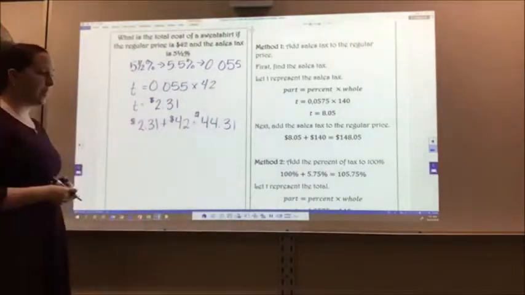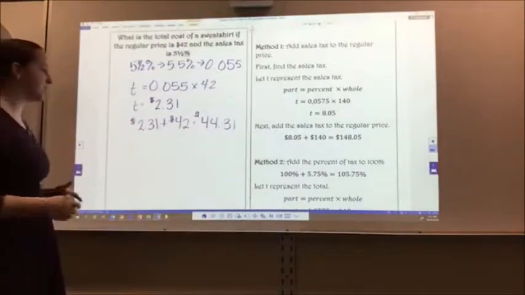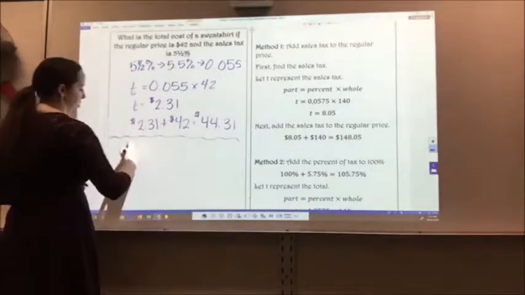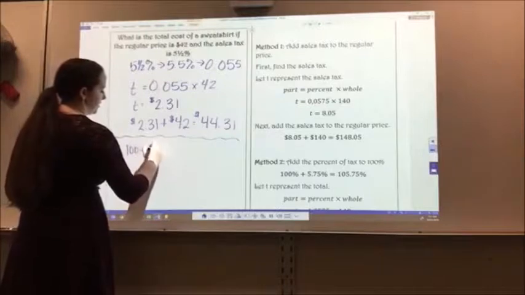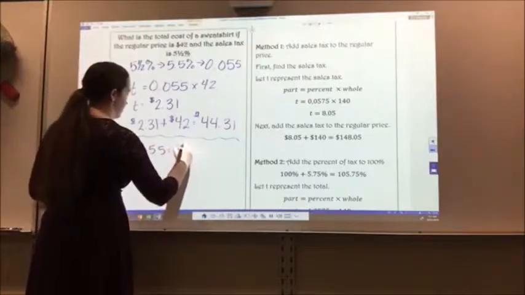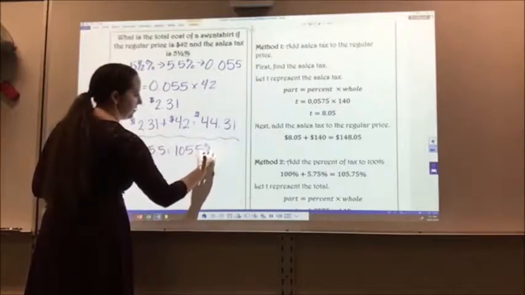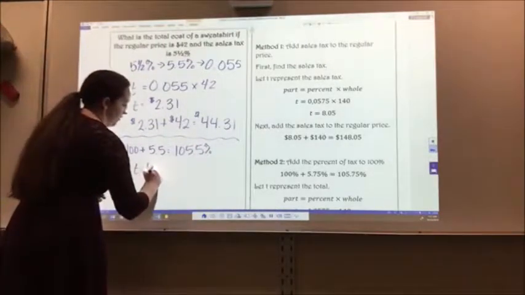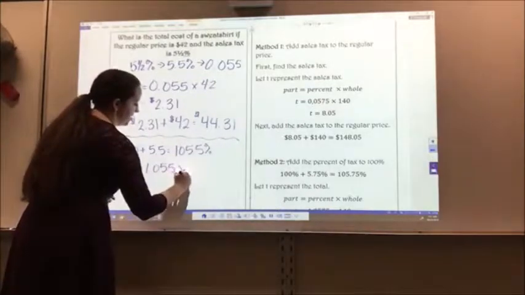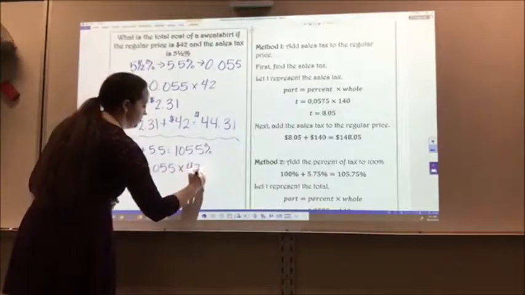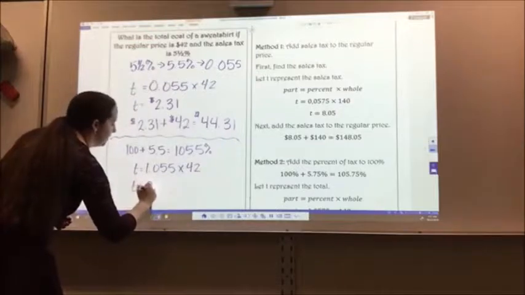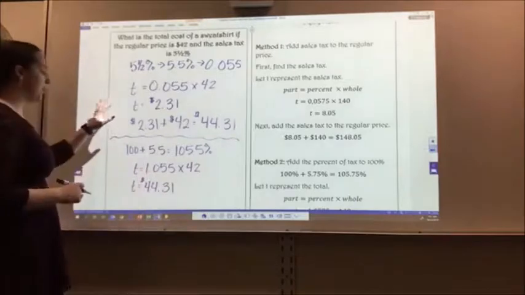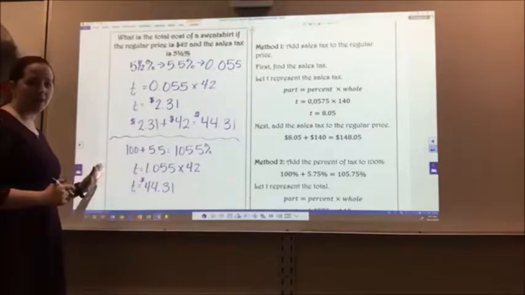You can also do method 2, where you add the percent of tax to 100. So 100 plus 5.5 is 105.5%. Then T equals 1.055 times 42, and that will give me $44.31. Either way, you get the exact same amount.